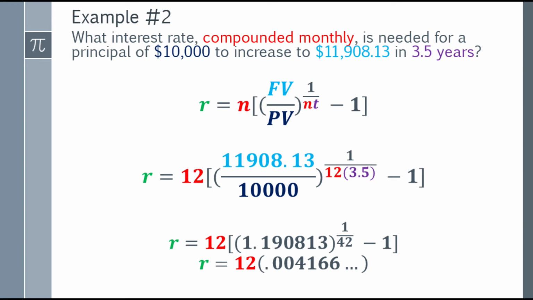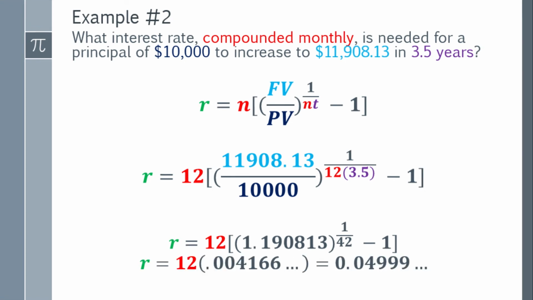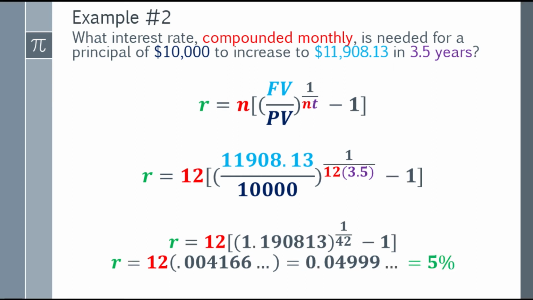12 times 0.004166 is equal to 0.04999 something. And for that answer, we multiply it by 100 to convert it to percent form, that will be 5%. So, what interest rate, compounded monthly, is needed for a principal of $10,000 to increase to 11,908.13 in 3.5 years? That will be 5%.